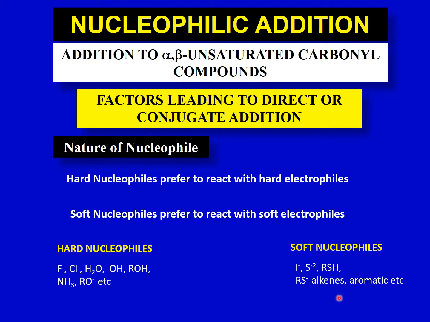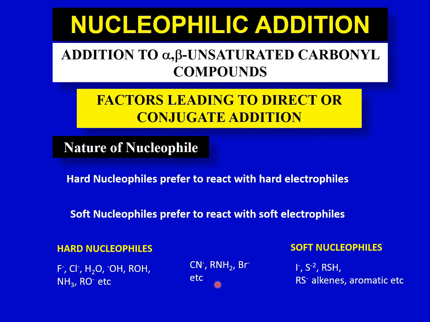Then there are some nucleophiles which we call the borderline nucleophiles. So you have cyanides, primary amine, bromide ion, etc., which are at the borderline of hard and soft nucleophiles, meaning they can undergo both direct addition or conjugate addition, provided the reaction conditions favor one of the two types of reactions or mechanisms. Now, these hard and soft nucleophiles will react with an electrophile.